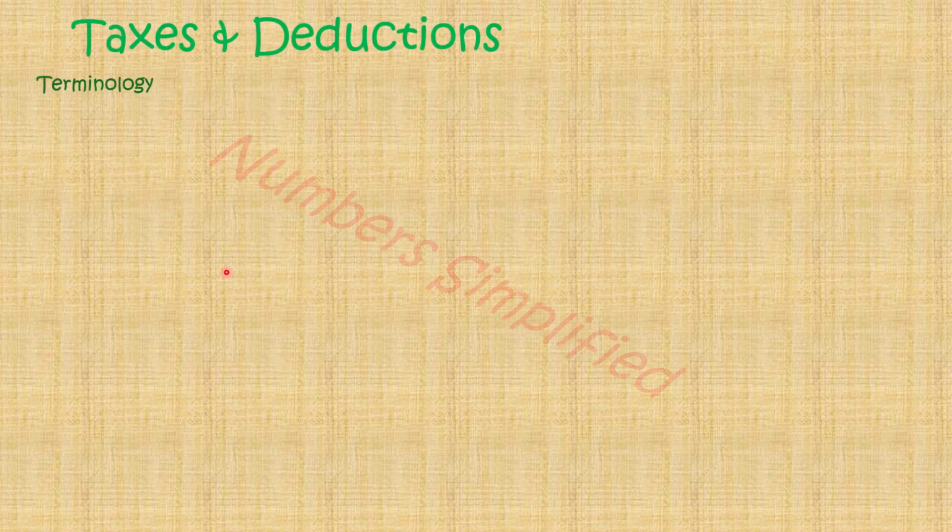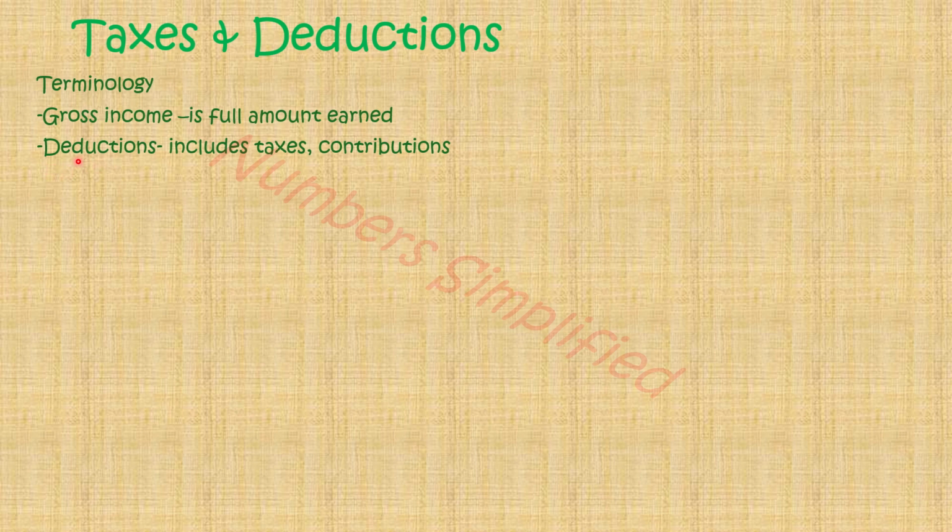Now let's move on. We'll start with the terminology. The first thing to take note of is gross income. This is the full amount earned by an individual for their services. The second thing is deductions. These include subtractions that have to be made on the gross income, including taxes. It could be income taxes. It could be any other kind of tax, contributions, health cover, etc.